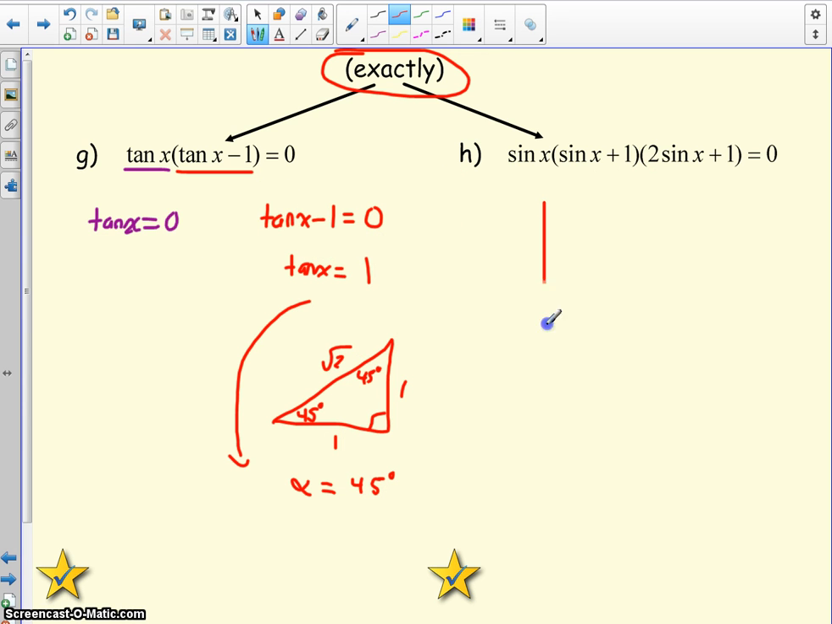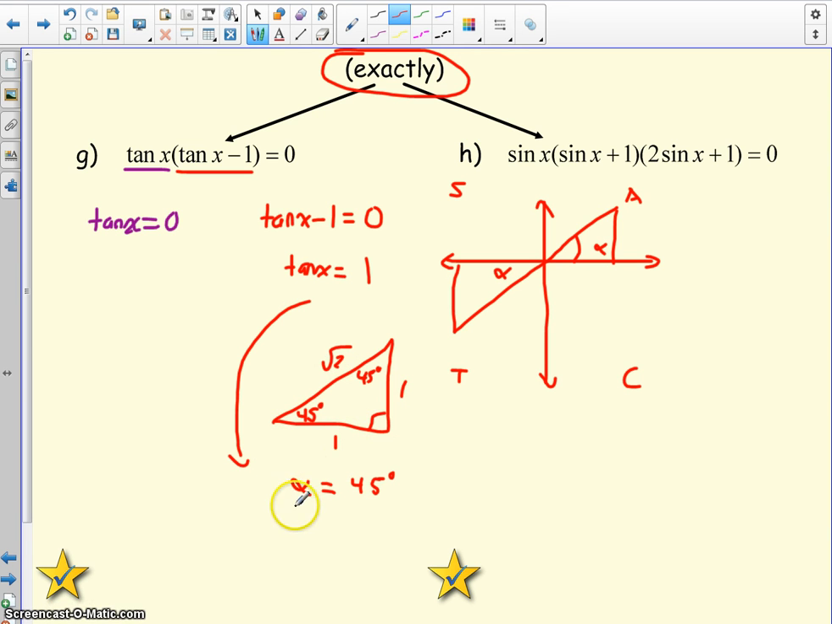Remember, we're solving on 0 to 360, so if I have tan x being a positive value right here, if tan x is positive, that happens in 2 quadrants. That would be quadrant 1 and quadrant 3. Okay, so using the fact that I know this comes from a special triangle, alpha would be the tan inverse of 1, okay, which I know to be 45 degrees.